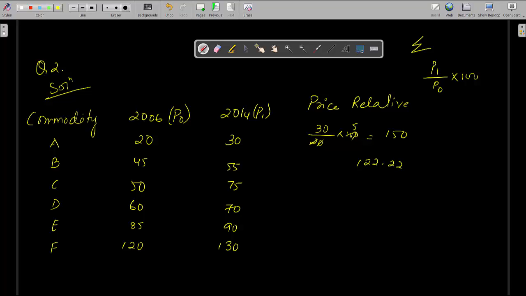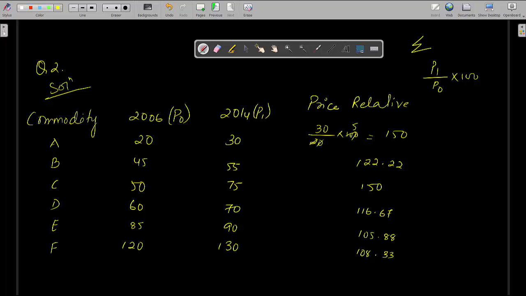122.22. For commodity C, you will get 150 again. Commodity D, you will get 116.67. E, you will get 105.88. And last one, you will get 108.33. So this is for all the commodities.